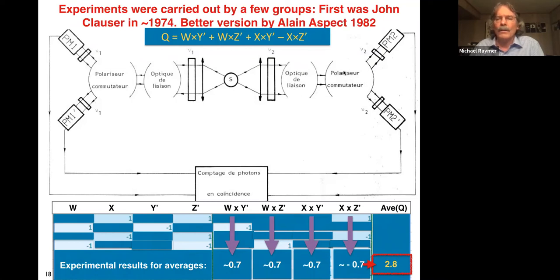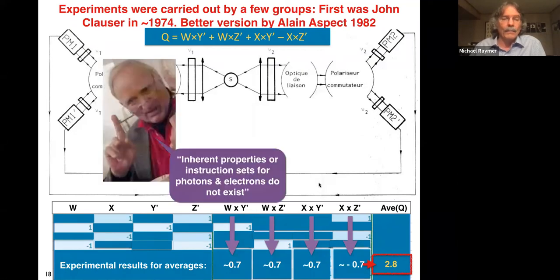This is the polarizer over here, and it's a calcite crystal. So it sends the photon coming this direction either to this detector or this detector. And likewise on this side, calcite crystal, 2 detectors. And then here is the computer that calculates the coincidences. And you get the result. It was around 2.8, much greater than 2.